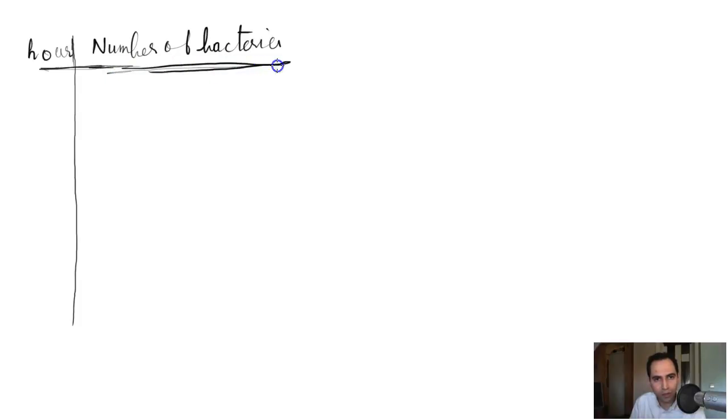For example, in the language of functions, you can say this is something like t in hours, and this is the number of bacteria in terms of t, which is, for example, n of t, or something like that. I'm just making this up to make it look like a function, or of course it is actually a function.